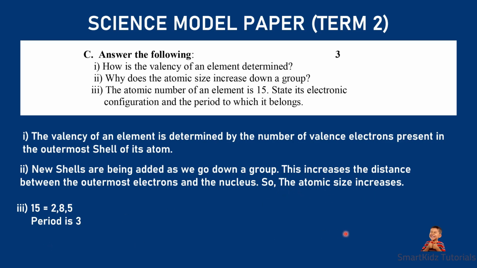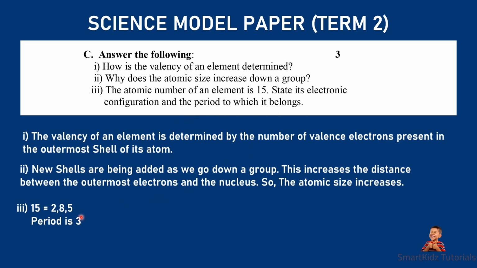Okay, so I will be coming back to this. I will complete this third question first, and then we'll go into a little bit of detail about how the atomic size decreases down a group in the next slide. So we'll answer the third question first. The atomic number of an element is 15. State its electronic configuration and the period to which it belongs.